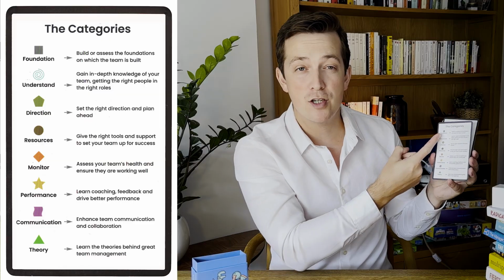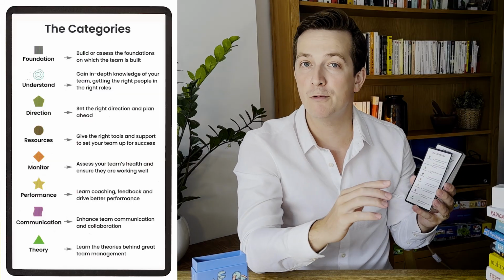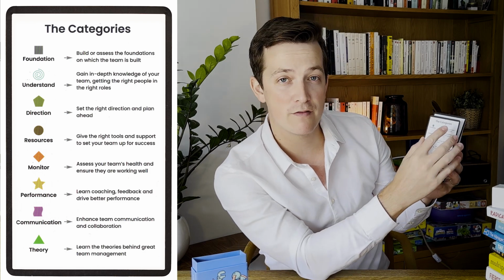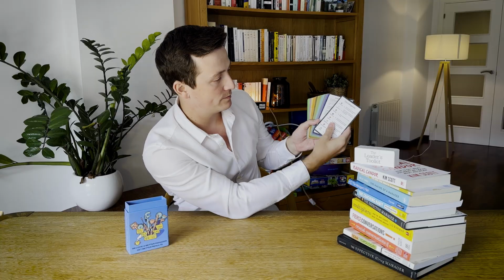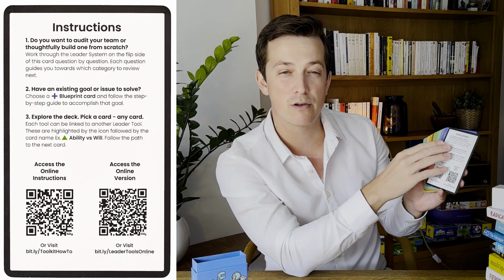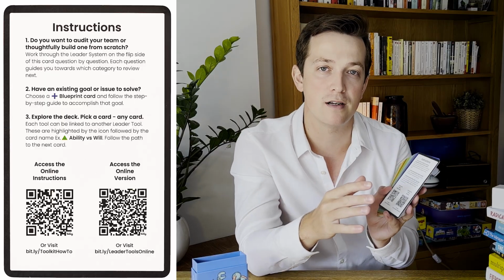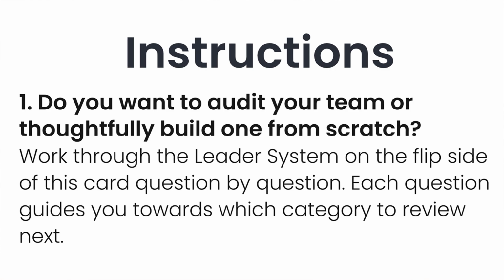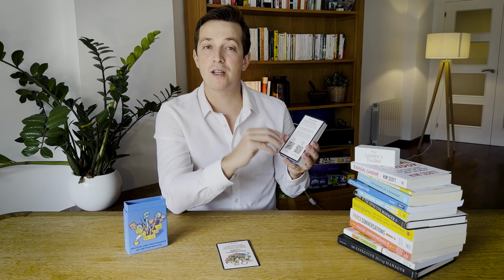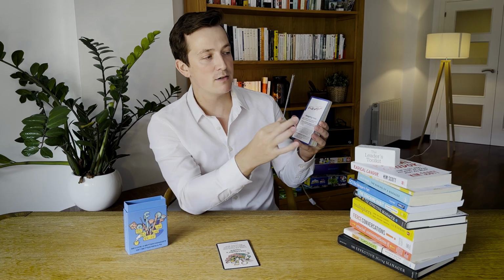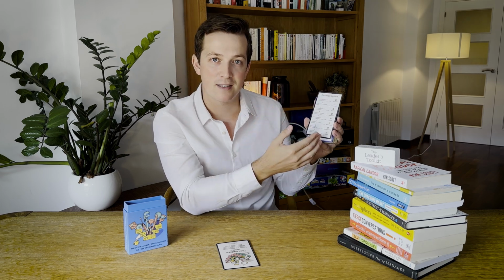First up, we have categories. Now, each category is color-coded for easy reference and includes what you can find in each section. The next card we have is instructions and goes through the 3 ways in which you can use the cards. For example, if you wanted to audit your team or build a new team from scratch, you can do so by following the Leader System.